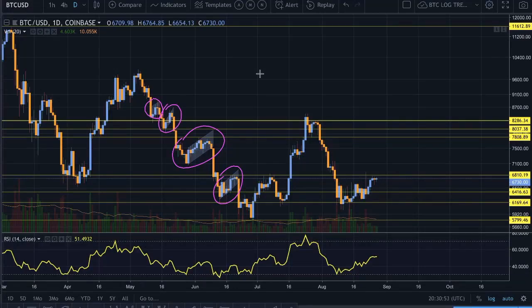What do I think of Bitcoin Cash? On a fundamental level, I hate it. On a technical level, I think it's amazing to short. I really do hate Bitcoin Cash, though. It gets me pretty pissed off, so I'm not really going to talk about it much.